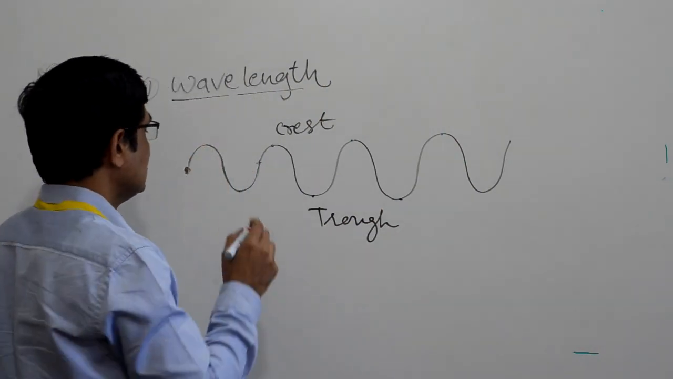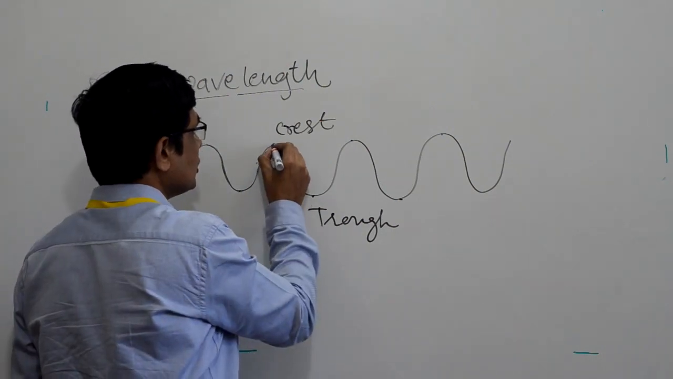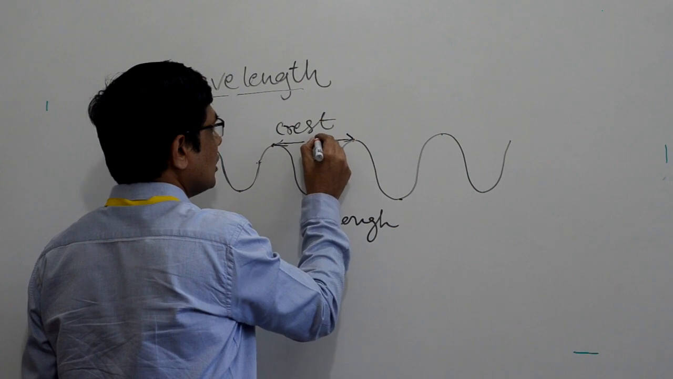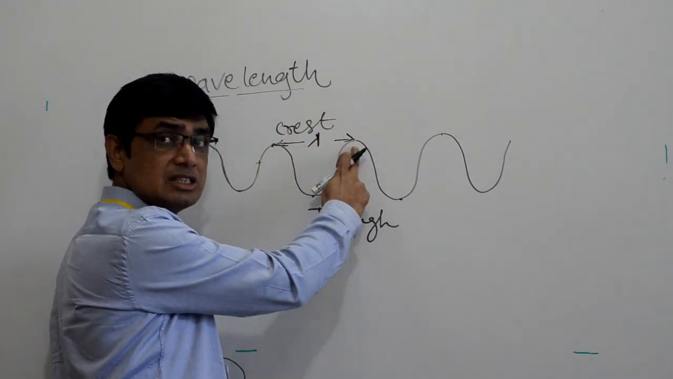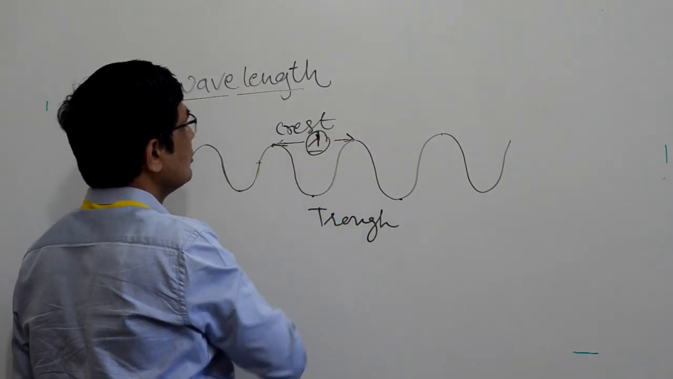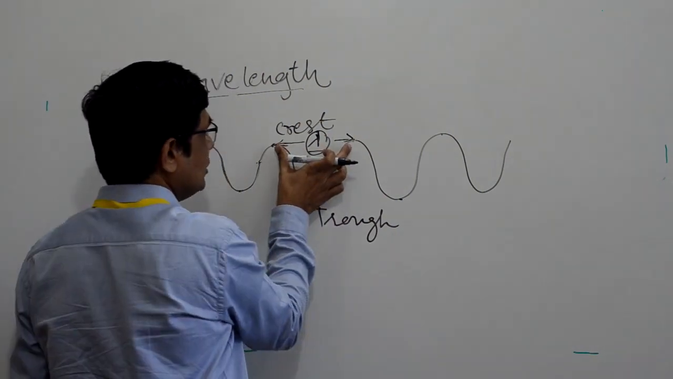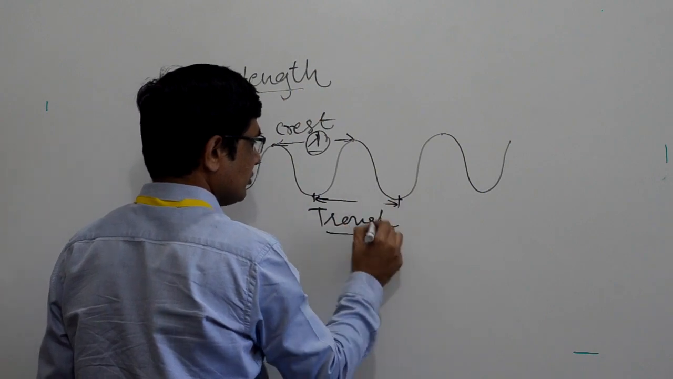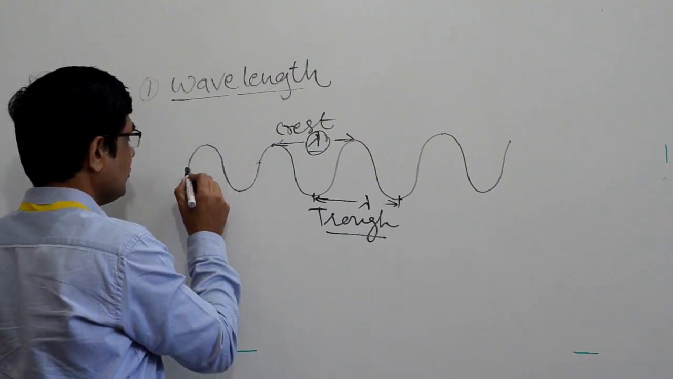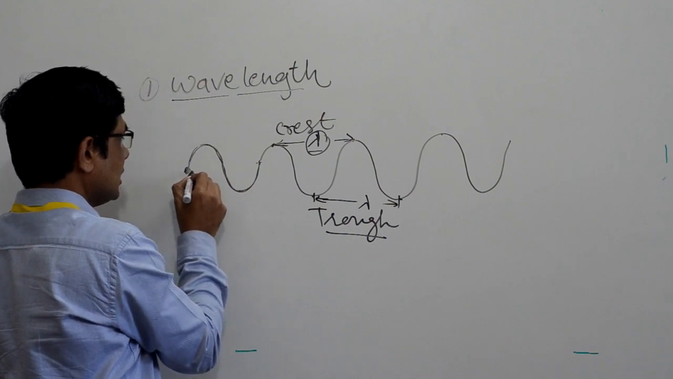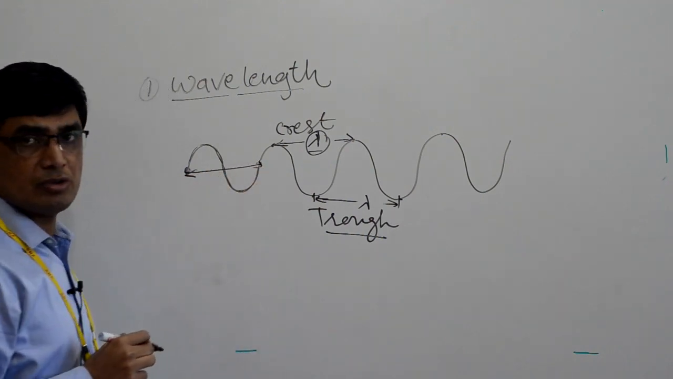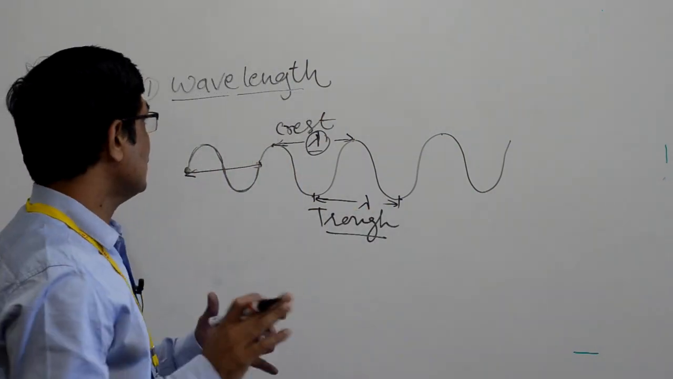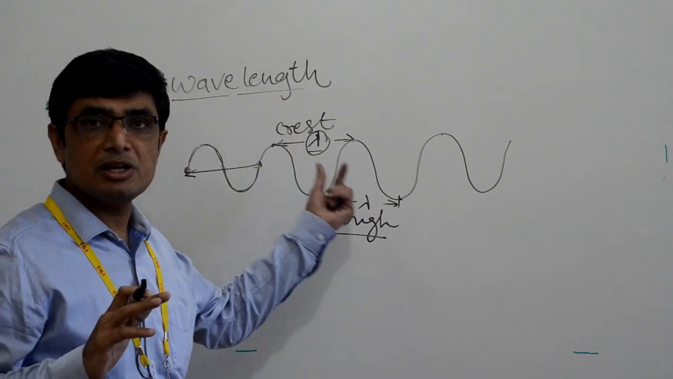The wavelength is the distance between two adjacent crests. So this is the crest, and this is the adjacent crest. The distance from one crest to the adjacent crest is known as the wavelength. The symbol of wavelength is lambda. Either we can say the wavelength is the distance between two adjacent troughs. We will not measure the length of the wave just like that; the length from this point to this point is the wavelength. We can measure from one crest to the adjacent crest, or from one trough to another trough, and the symbol of the wavelength is lambda.